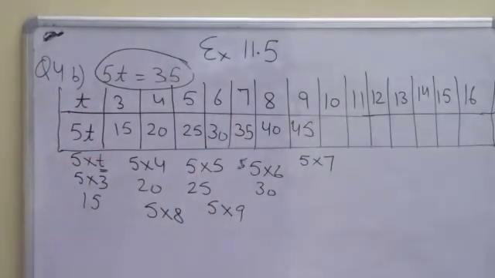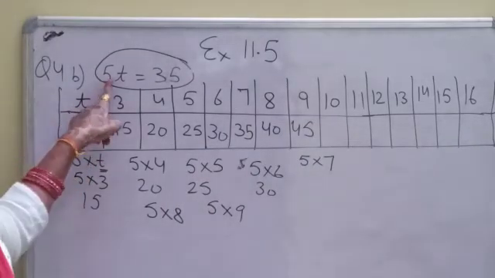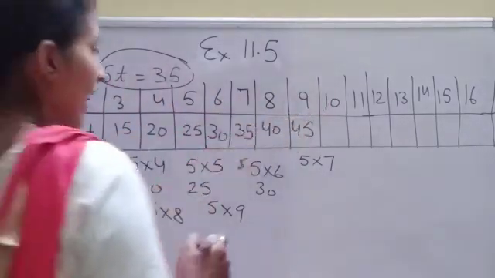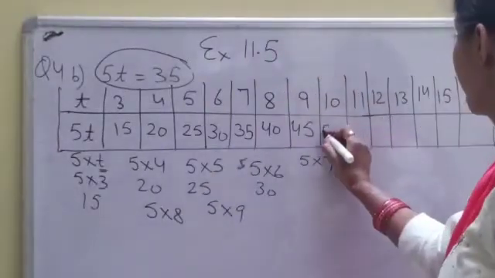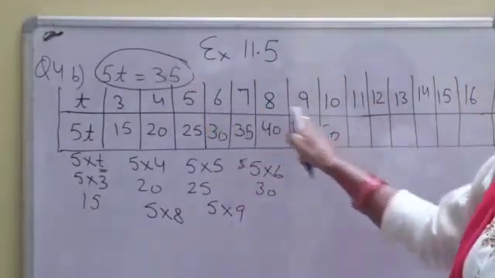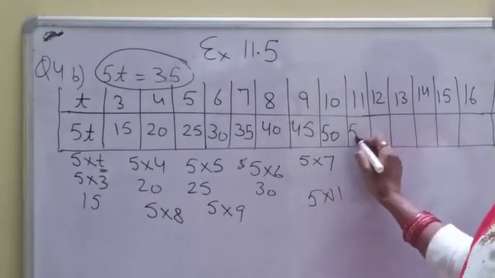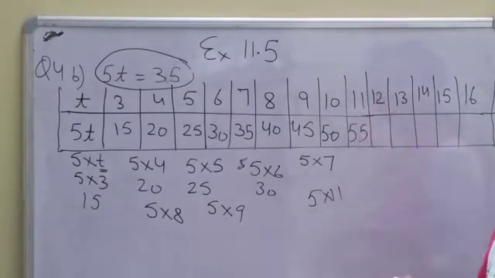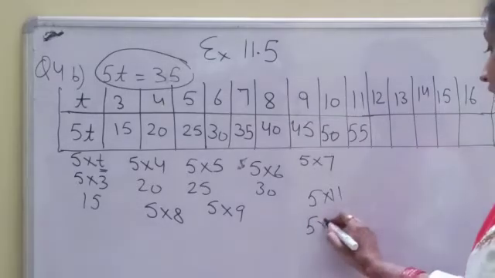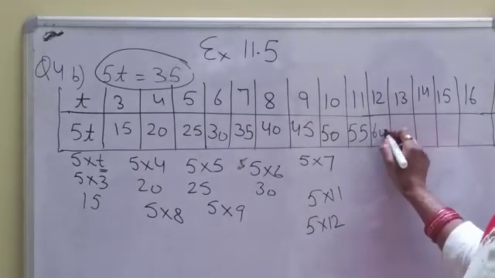So basically we are writing the table. If we multiply 5 with 10, 5 10s are 50. If we multiply 5 by 11, 5 11s are 55. If we multiply by 12, then 5 12s are 60.